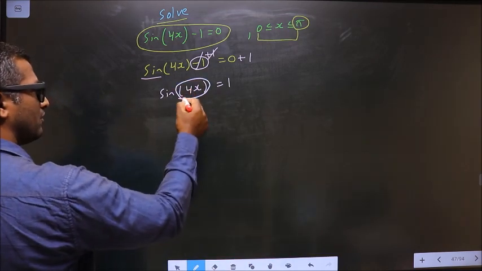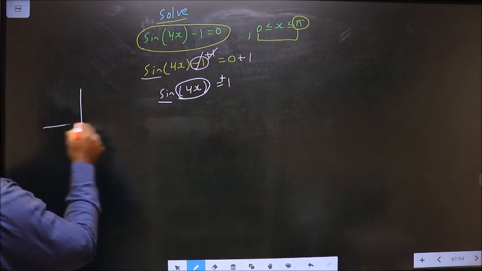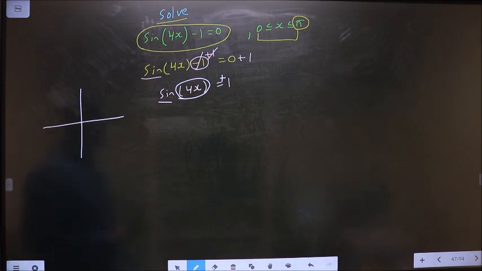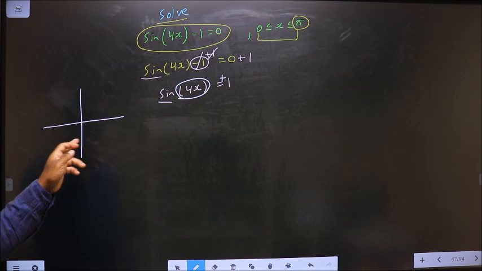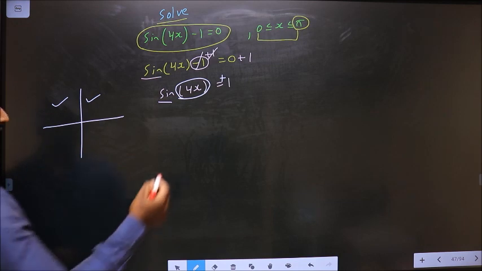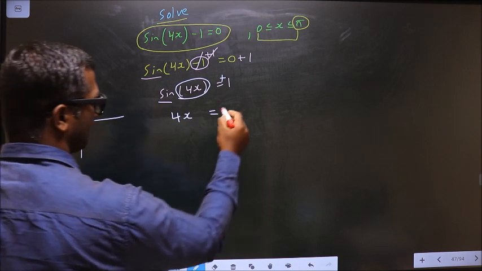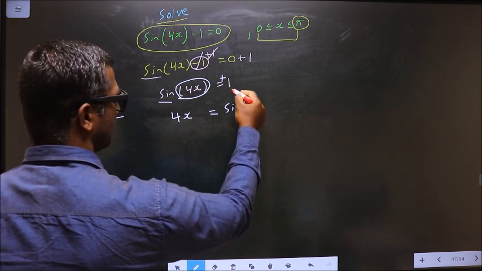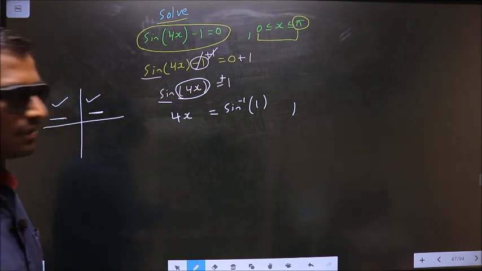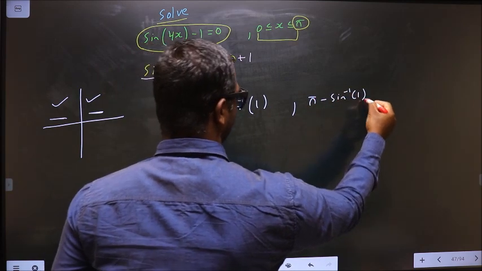Now to get the values for 4x, here it is sin and here it is positive. So now you should check in what all quadrants is sin positive. It is all silver teacups. So it is positive in the first and in the second. So 4x equal to, to get an angle in the first quadrant, we should do directly sin inverse 1. To get an angle in the second quadrant, we should do pi minus sin inverse 1.